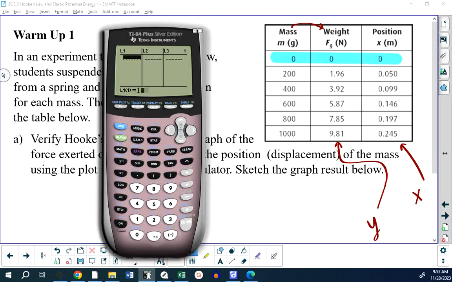So I'm going to put 1.96, 3.92, 5.87, 7.85, and 9.81. When we do labs, you might remember that I've said 8 points is the ideal number of data points. So when you do a lab tomorrow, we don't want just 5 or 6. Can you confirm that these are the same numbers on your handout? Okay. Take a minute and double check. 1.96, 3.92, 5.87, 7.85, and 9.81.